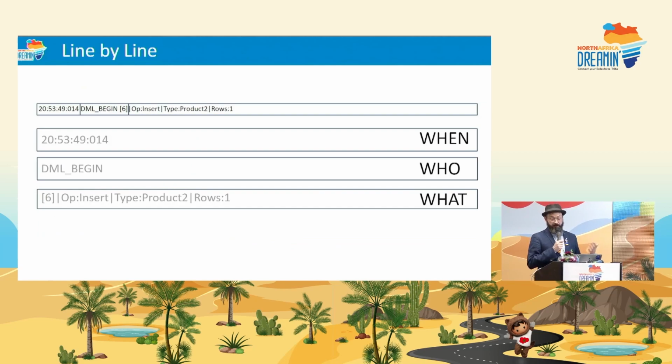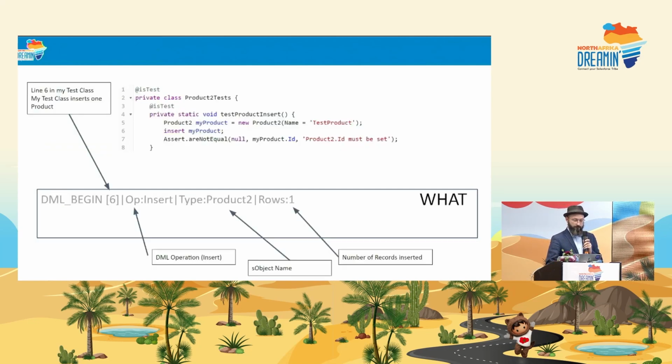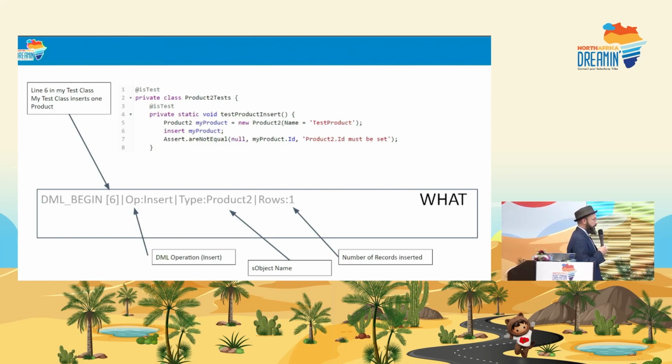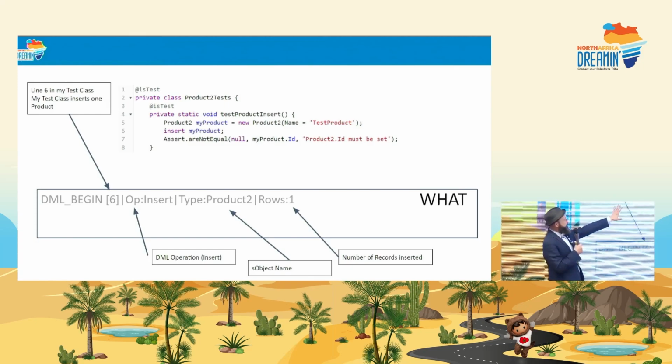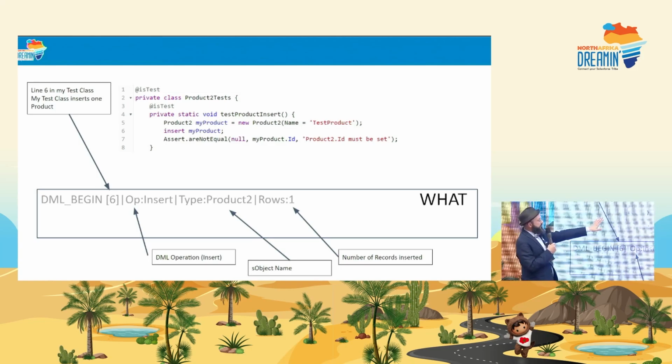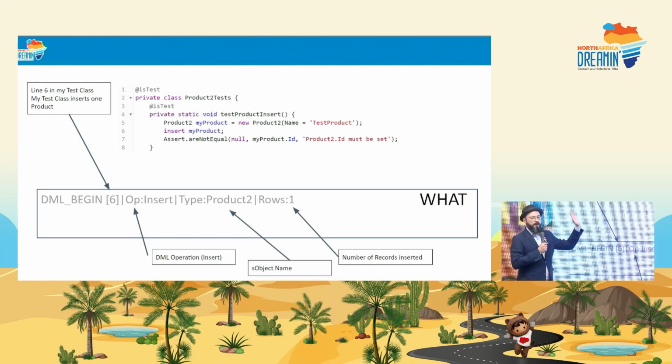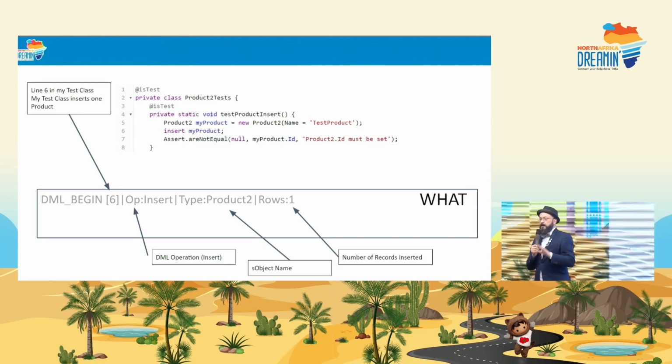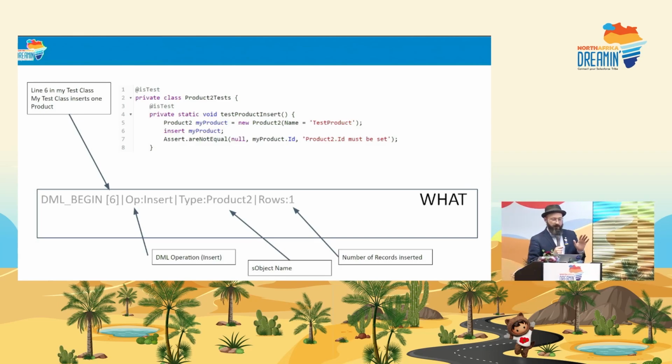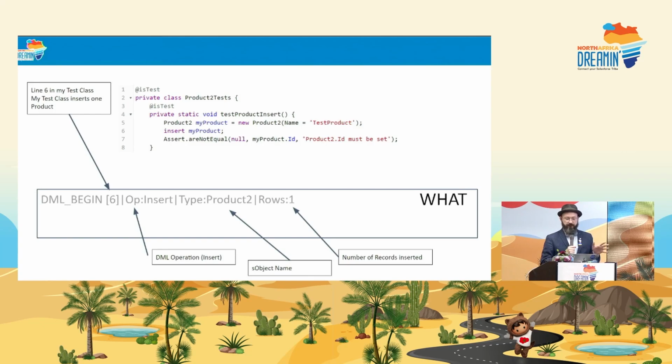Let's look at another example. We have, again, when, who, and what. This time, I also gave you a little bit of code, nothing special. It's a test class, and in this test class, a product gets configured and then inserted into the database in line 6. So I give the product a name, test product, and then I do an assertion and say, look, I want to see if there's really an ID. Please note there are new assert messages now in Apex, use them, they're awesome.